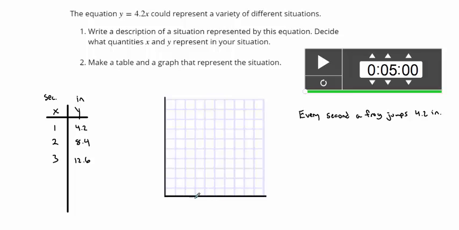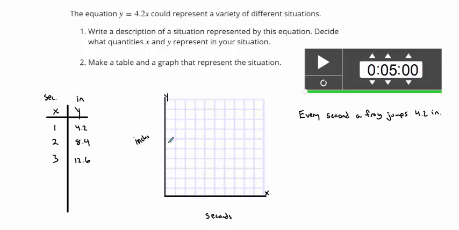Okay, so now I'm going to graph that. I'm going to take that information from the table. So I have my description, and now I have my table. Now I can make my graph. Remember, this is my y-axis and x-axis. So my x-axis is seconds, and my y-axis is inches.